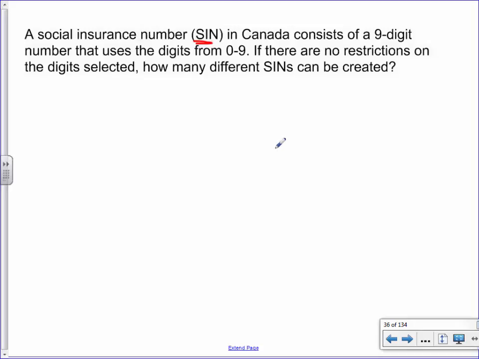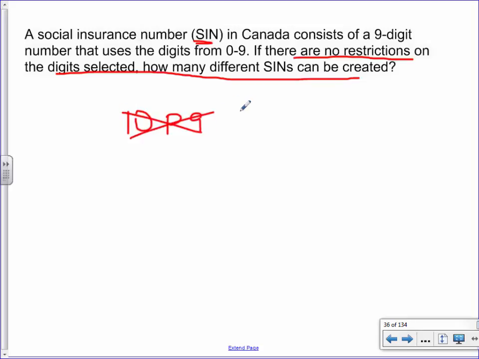So here my question is, if there are no restrictions on the digit selections, how many different SINs can be created? Good. Devin's a little ahead of me here. Maybe the common thought would be, well, there's 10 digits possible, and we're going to pick 9 of them. But that's not right. It's actually 10 to the power of 9. Because if you start with a 3, well, you can use the 3 again, can't you?